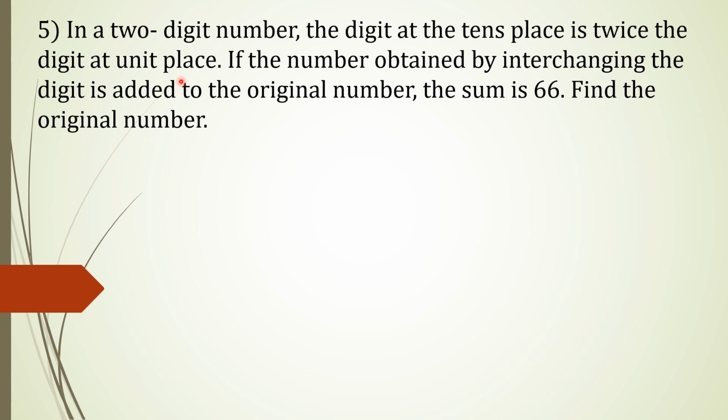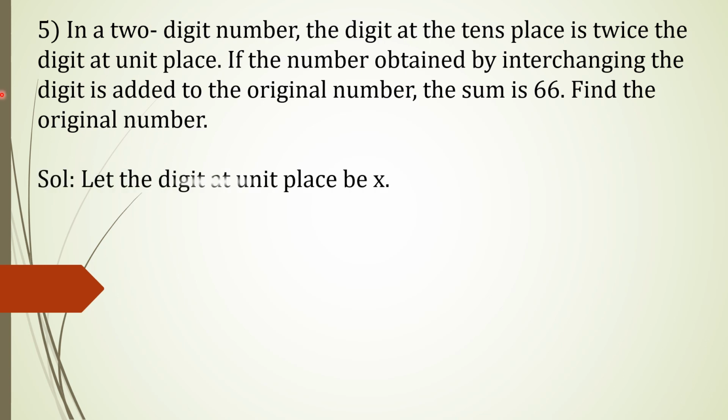Same way the question is, if the number obtained by interchanging the digits is added to the original number which you got, the sum is 66. So if you add both the numbers, the original two-digit number and the one obtained by interchanging the positions, the sum is 66. This is the condition and they have asked you to find the original number. So what is the original two-digit number? Okay, you understood the question student?